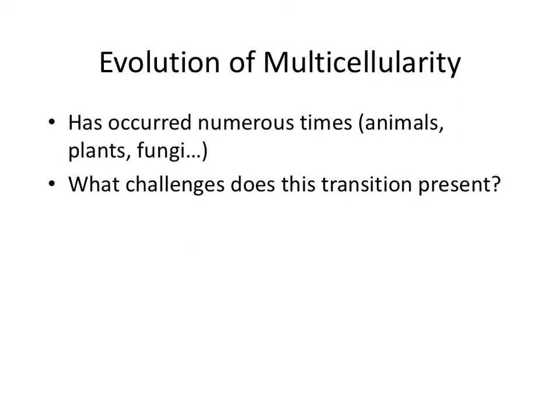There have been lots of different independent evolutions of multicellularity from different parts of the tree of life over time. For example, animals, plants, and fungi. And we're going to be talking about the latter today. So what's difficult about multicellularity? If you were God and you were setting up the rules of life and creating organisms, what would be difficult about creating a multicellular organism?